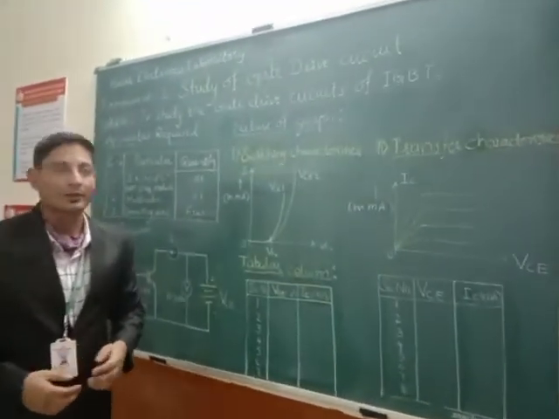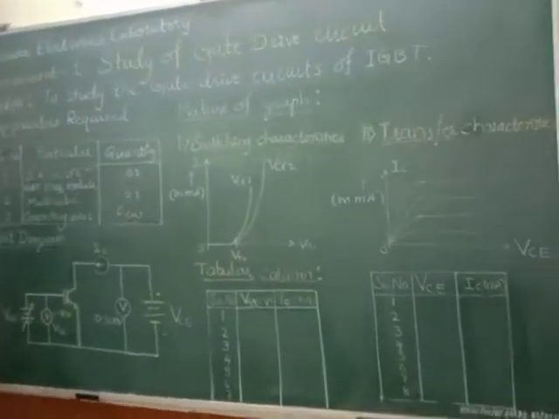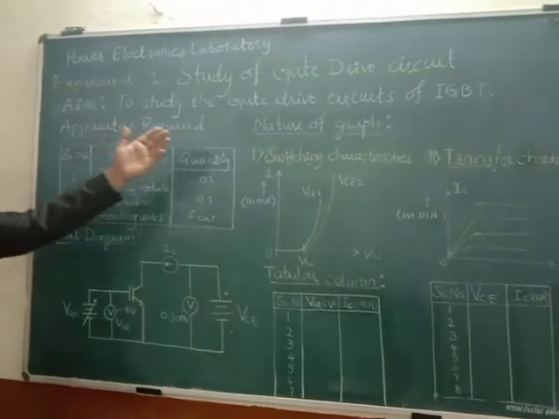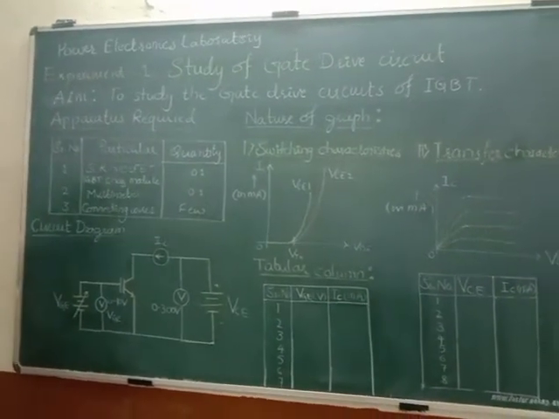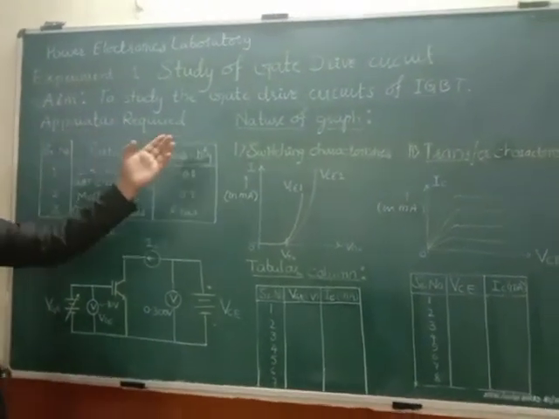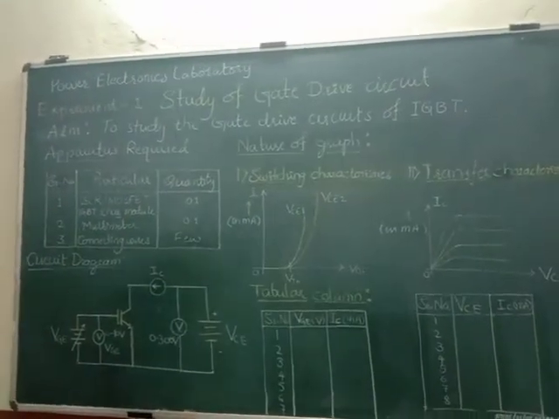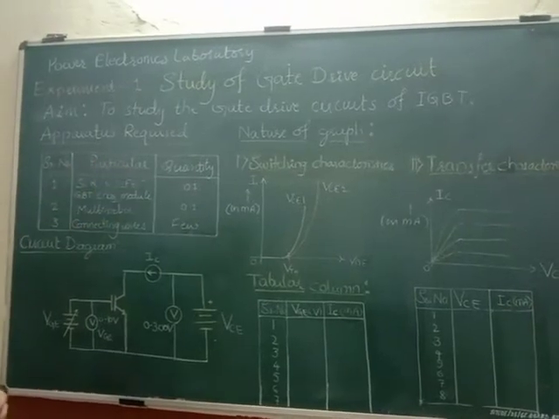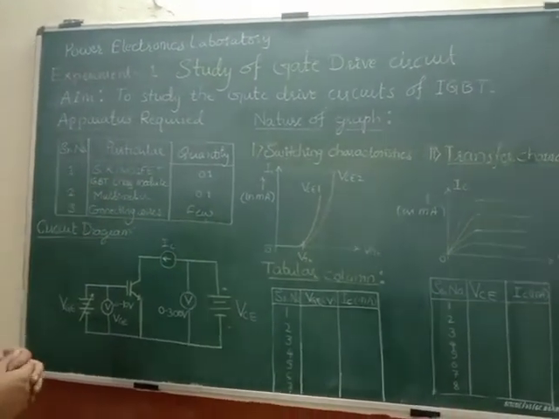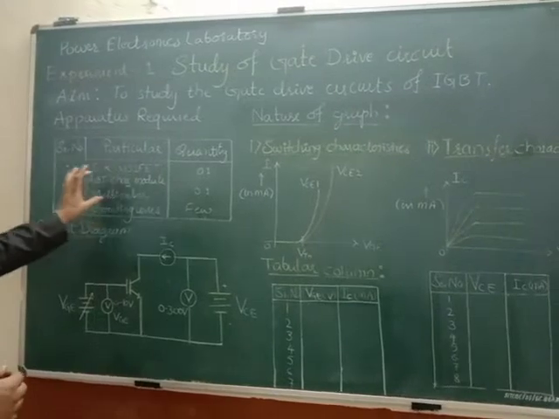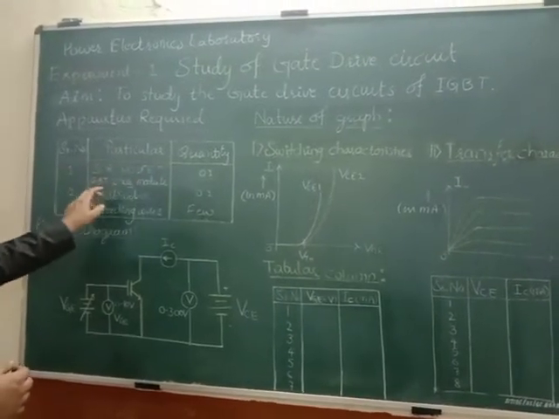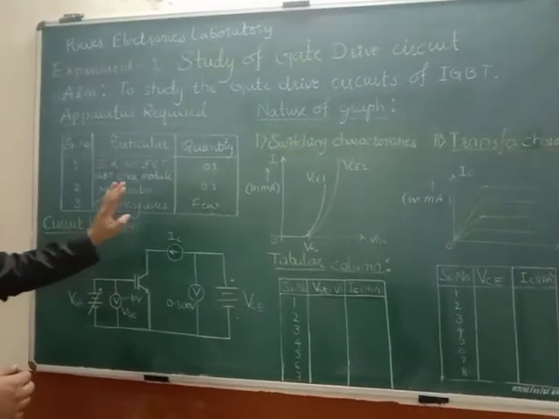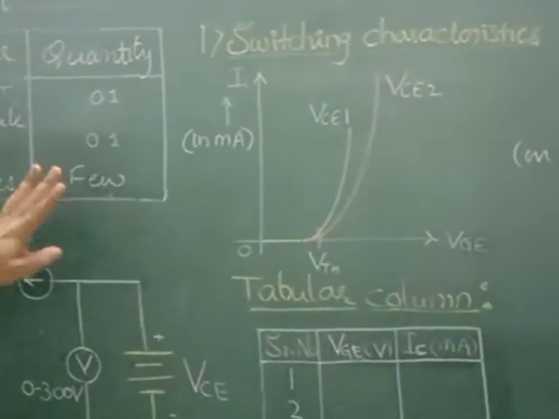Here we can see the write-up of experiment number 1, study of gate drive circuit. The aim of this experiment is to study the gate drive circuit of an IGBT. The apparatus required is the power electronic module of SCR MOSFET IGBT characteristics, one multimeter to measure the current, and some connecting wires.